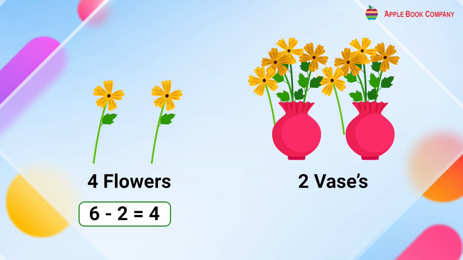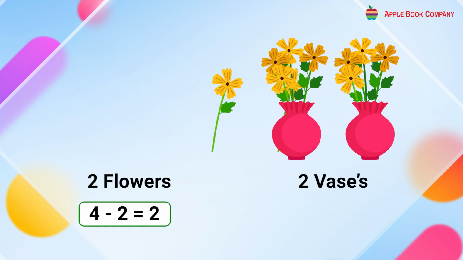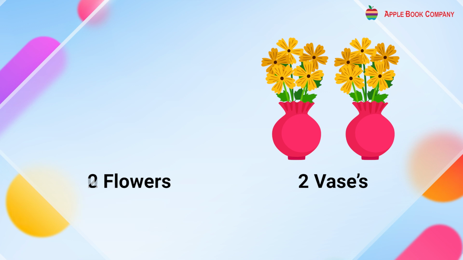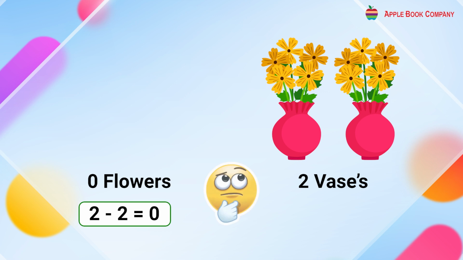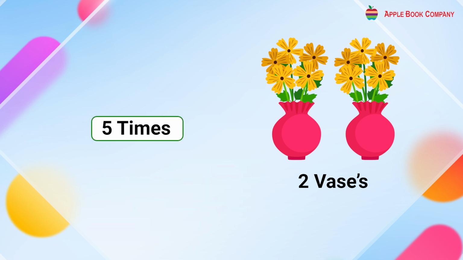I put 1 flower again. Now 4 minus 2 is equal to 2. I put 1 flower in each again. 2 minus 2 is equal to 0. I have no more flowers left. How many times did I put the flowers? I have to repeat the process 5 times. So 10 divided by 2 is equal to 5.